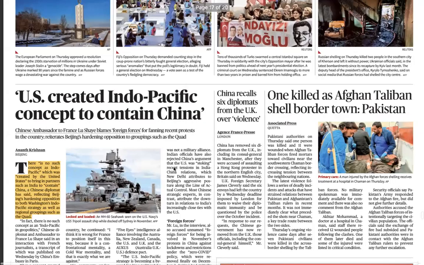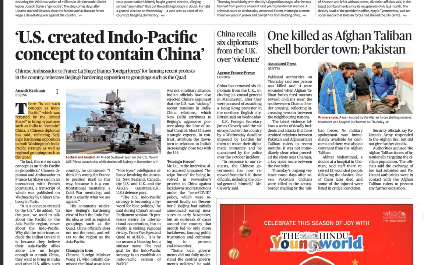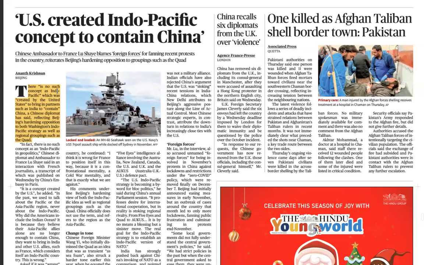And talking about world news, the US created the Indo-Pacific concept to contain China. This is what China has to say. We are seeing a change in their tone, and they say that there is no such concept as Indo-Pacific, which was created by the United States to bring in partners such as India to contain China. And this reflects Beijing's hardening opposition to both Washington's Indo-Pacific strategy as well as regional groupings such as the Quad.